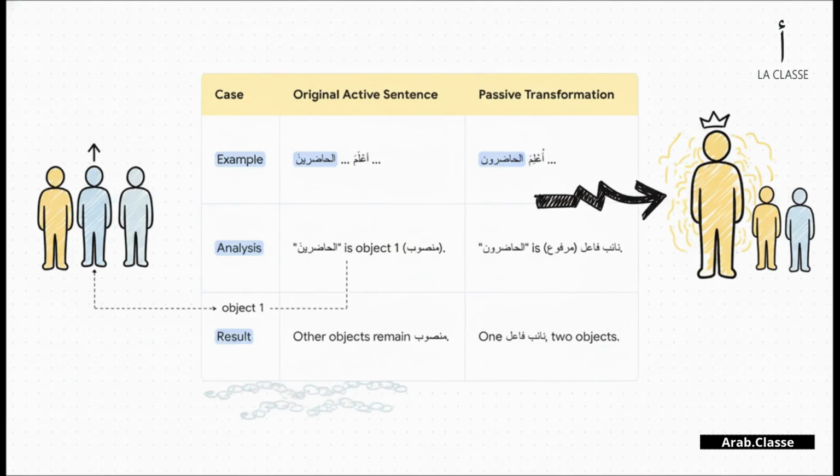Okay, let's tackle a more complex case. This looks a little intimidating, but it's not so bad. The original active sentence here has a verb that actually takes 3 objects. Now, when we flip it to passive, watch closely. Only the very first object, al-hadirin, the attendees, gets the promotion. You can see its case ending flips from the accusative -ina to the nominative -una, becoming al-hadirun. That's our new نائب الفاعل. And what about the other 2 objects? Well, they just stay put, exactly as they were. This shows a really clear rule. The promotion always goes to the first object in line.